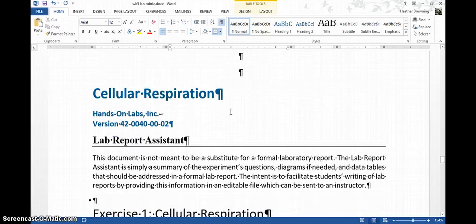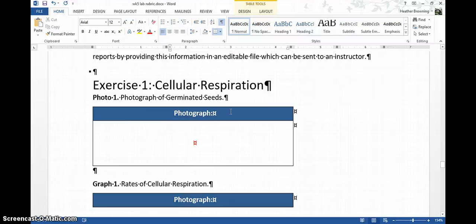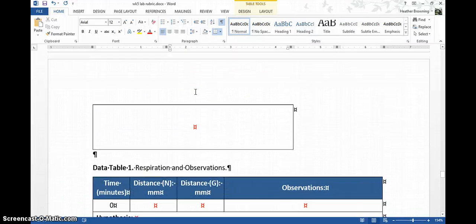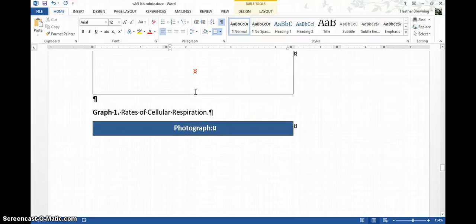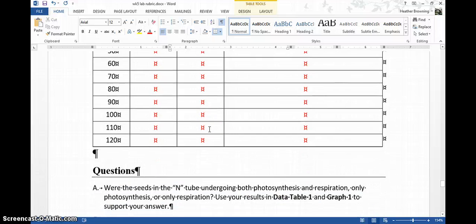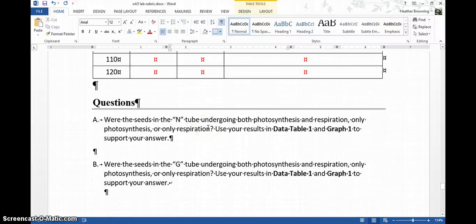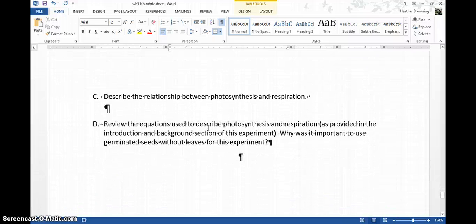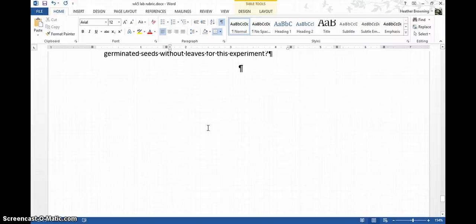Okay? And then our cellular respiration lab, we start off with a photo of the germinated seeds. Then we have our graph on the cellular respiration. And then we're going to be doing our table. Then you have how many seeds are doing what. Review the equations, what's going on, what's important to know.